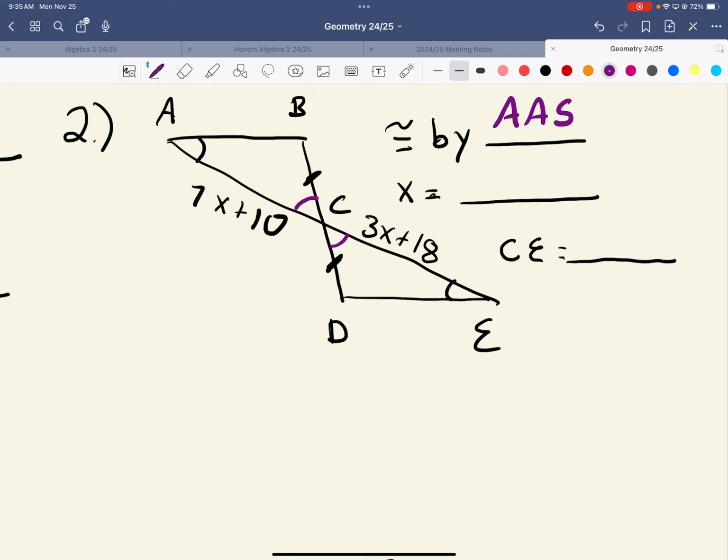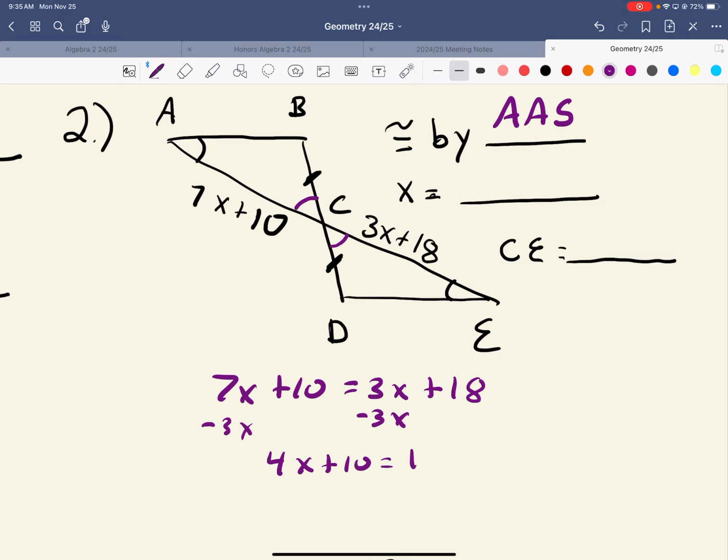Find the x value. Those 2 sides correspond to each other. So 7x plus 10 has to equal 3x plus 18. Subtract 3 x's. So that's 4x plus 10 equals 18. Subtract 10. That's 4x equals 8. Divide by 4. You get x is equal to 2.